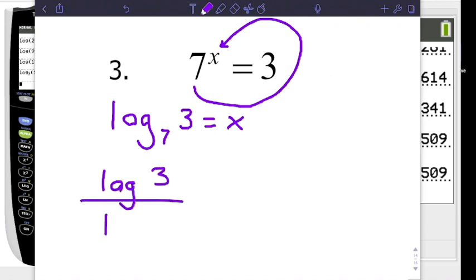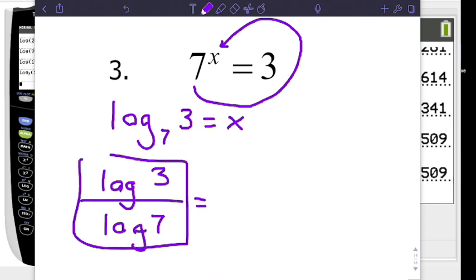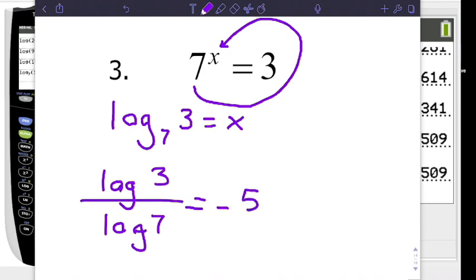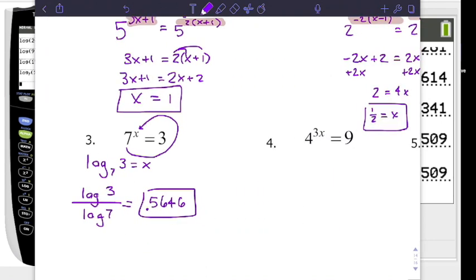Log 3 over log 7. Or just type it in. Both of these will get you the same decimal. Don't forget about that. That apparently will get us, or I'm sorry, not negative, that'll just get us 0.5646. Make sure you pay attention to what they want you to round to.